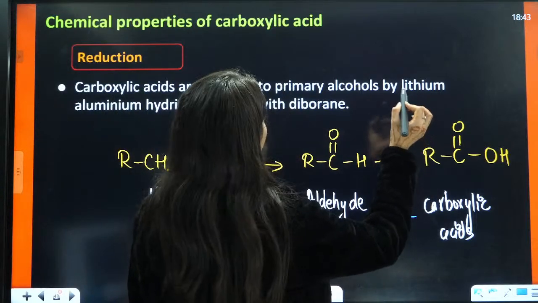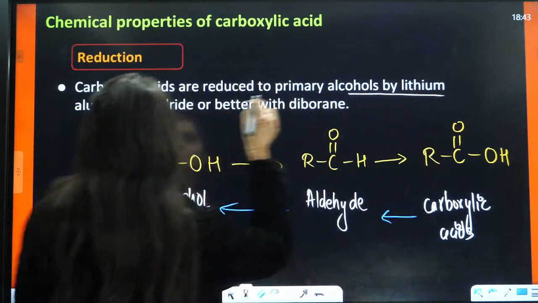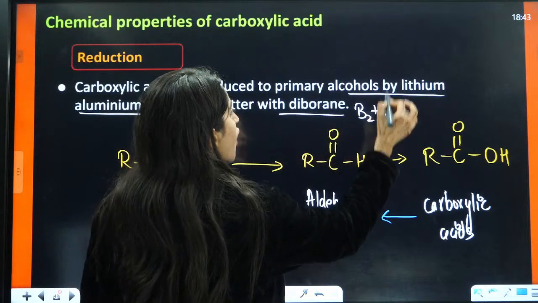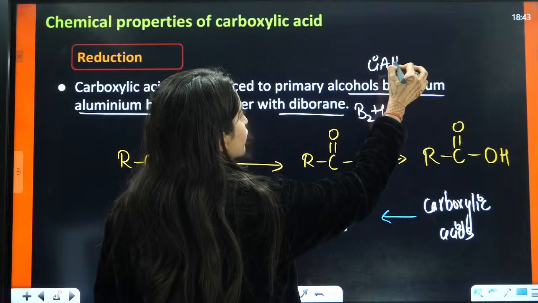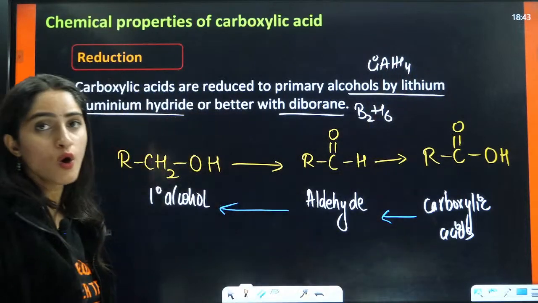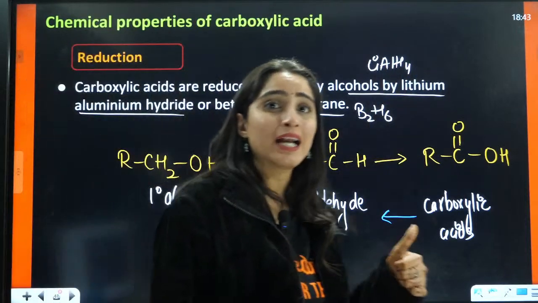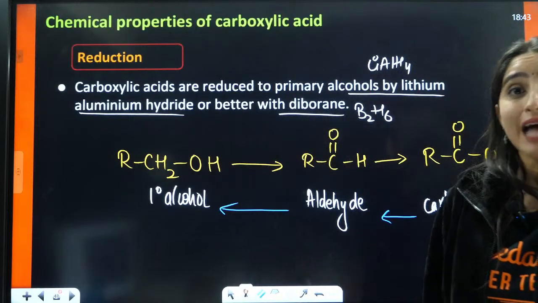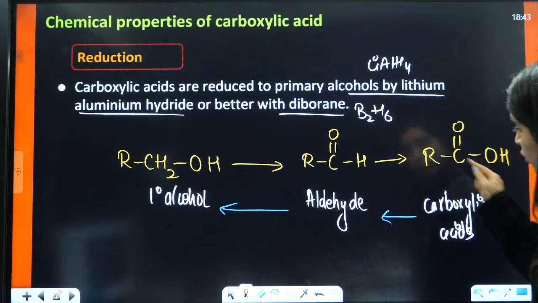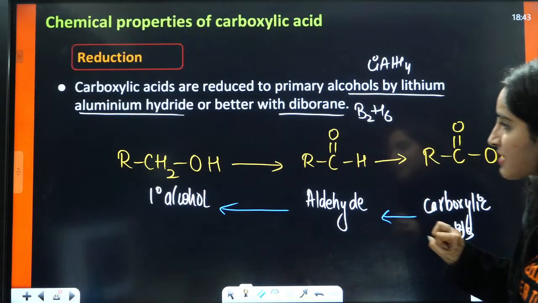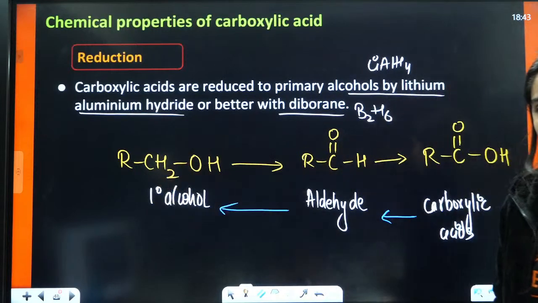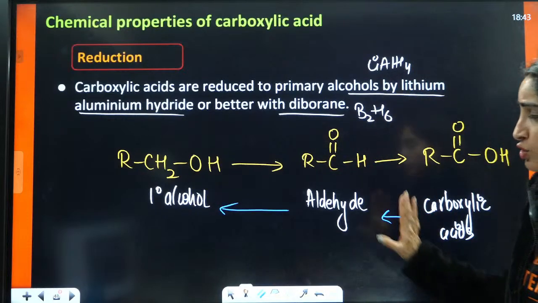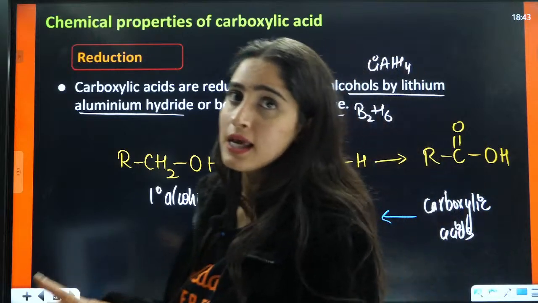Now, they are talking about lithium aluminium hydride or diborane, that is LiAlH4 or B2H6, right? LiAlH4 and B2H6 are very good reducing agents. That is why they are able to reduce carboxylic acid directly to primary alcohols. They are not stopping at the stage of aldehydes, right?